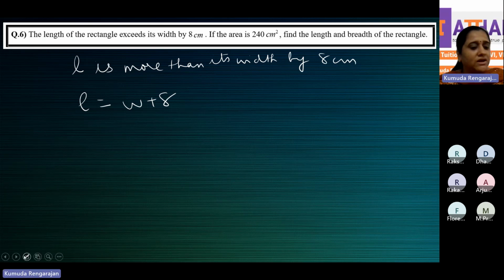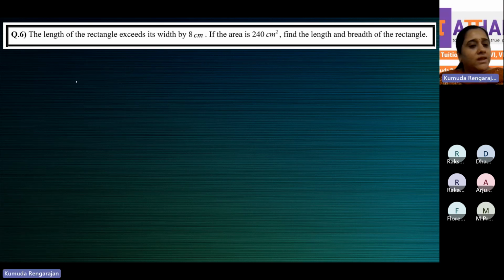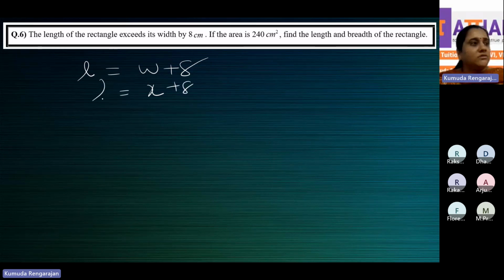We should read and understand that. Who's more? Length is more. Length of a rectangle exceeds, meaning length is more. So length is equal to width plus 8. Now call somebody as X. If you call width as X, then X plus 8 is equal to length. So length is equal to X plus 8 and the width is equal to X.